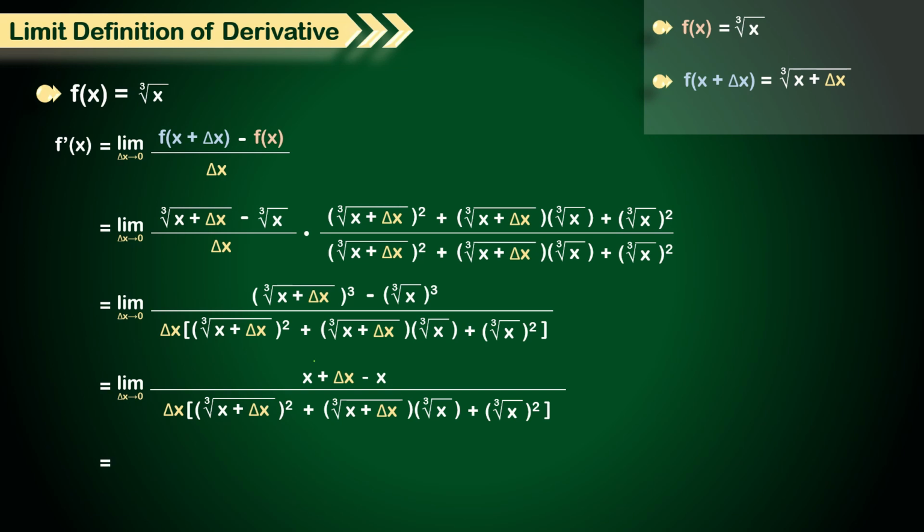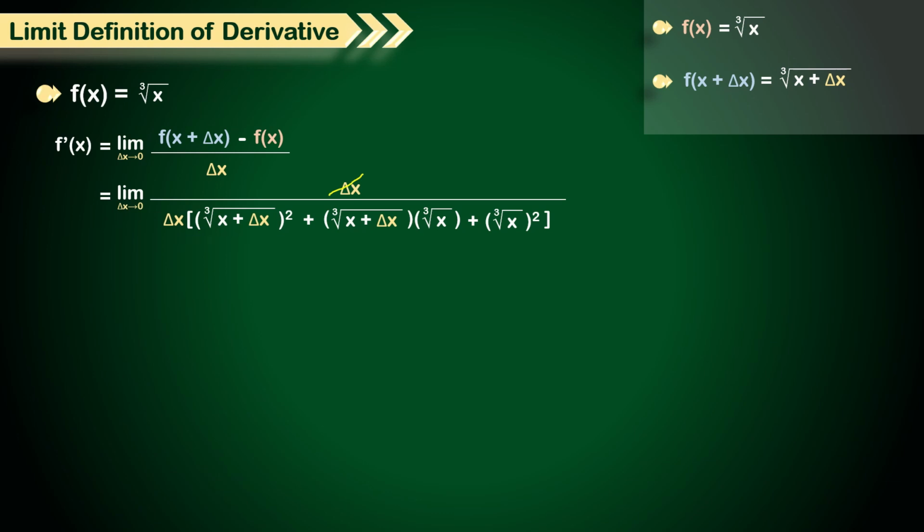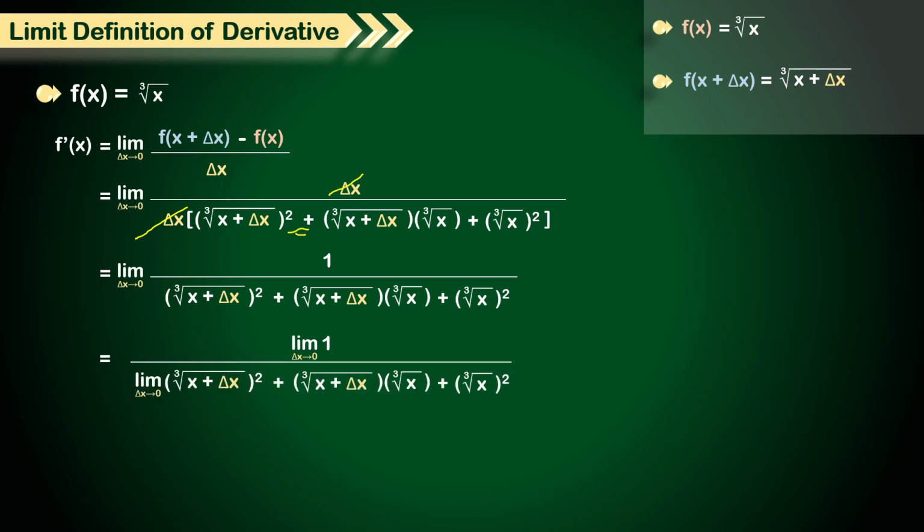x minus x is 0. Then, the limit of the remaining term, which is delta x, over the whole denominator. Eliminate delta x. We have the limit of 1 over the remaining factor of the denominator as delta x approaches 0. Apply the limit property. Limit of the numerator as delta x approaches 0 over the limit of the denominator as delta x approaches 0. Rewrite the numerator and apply limit properties in the denominator.